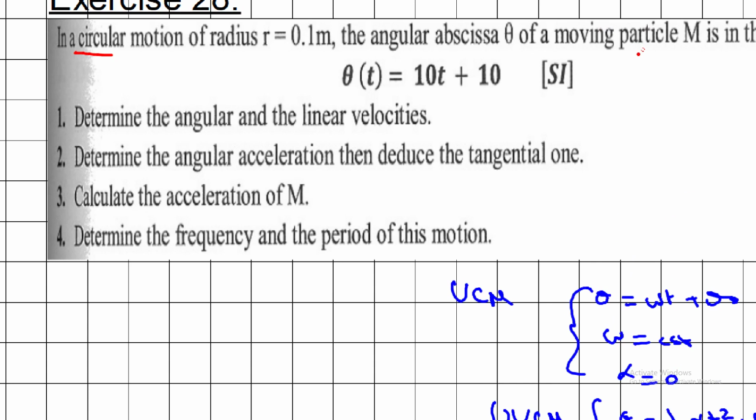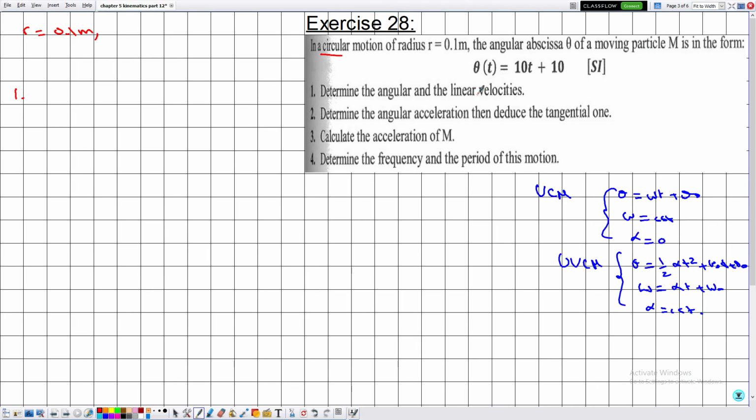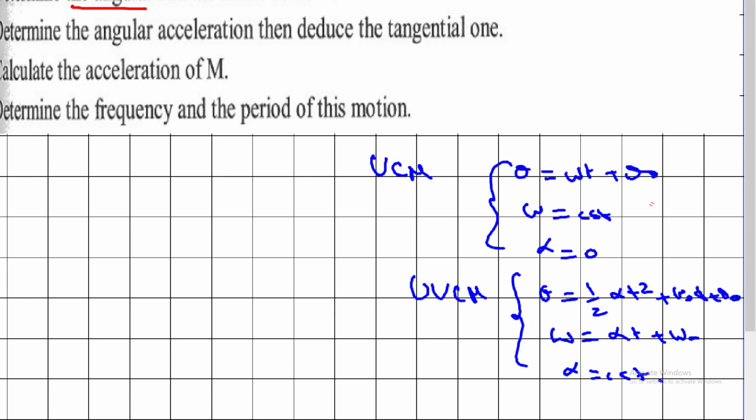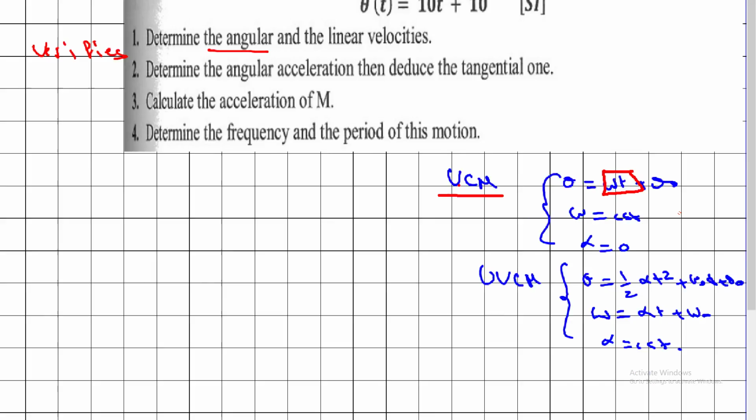They are telling me to determine the angular and the linear velocities. First let's determine the angular velocity. In order to do so, we first need to study the type of motion. So since theta is equal to 10t plus 10 verifies the general form, notice that here the angular position is linear in time. Whenever it's linear in time, the type of motion is UCM.